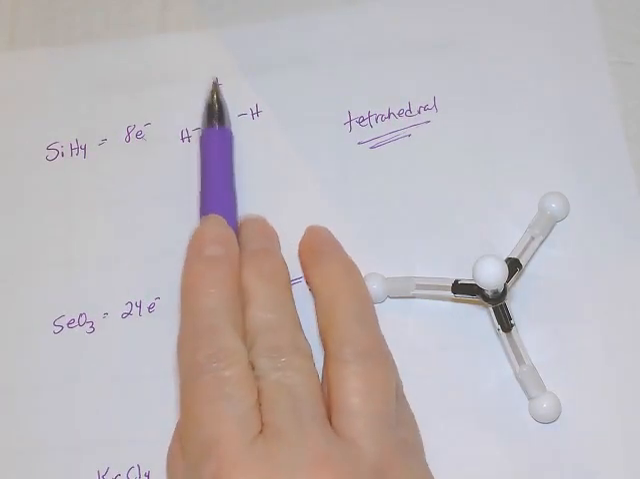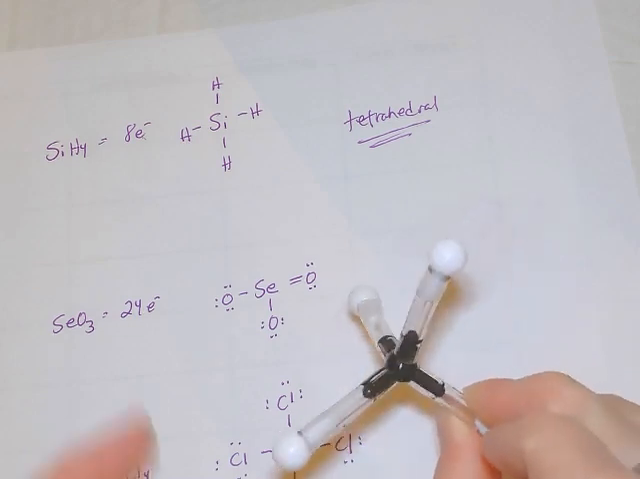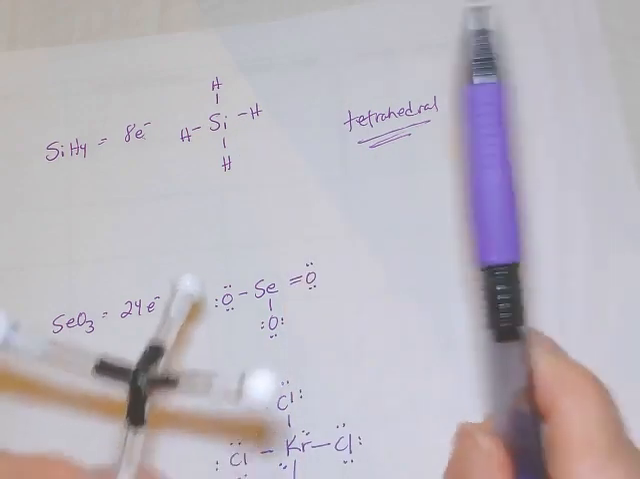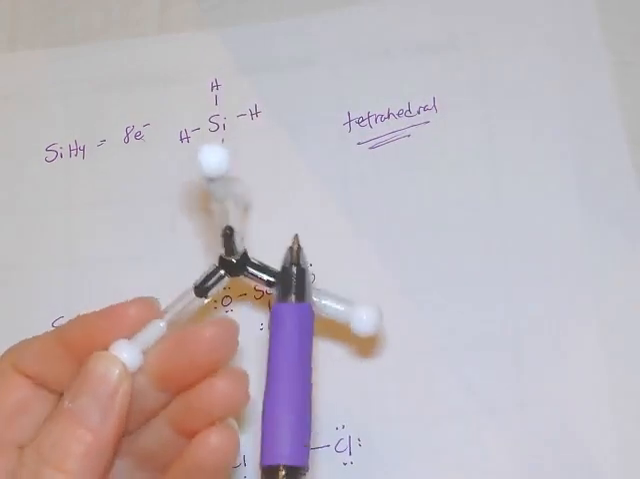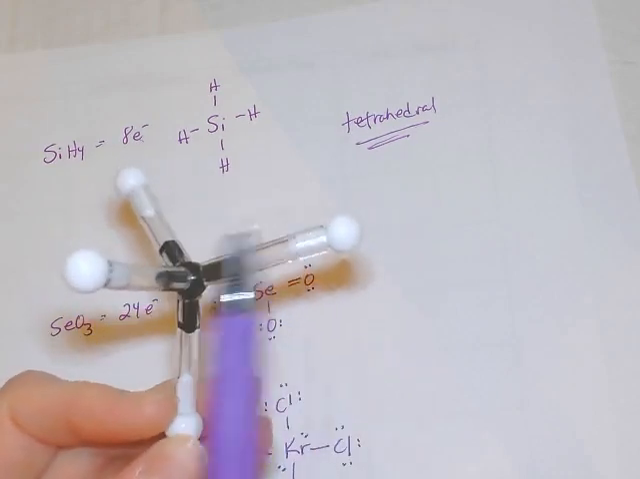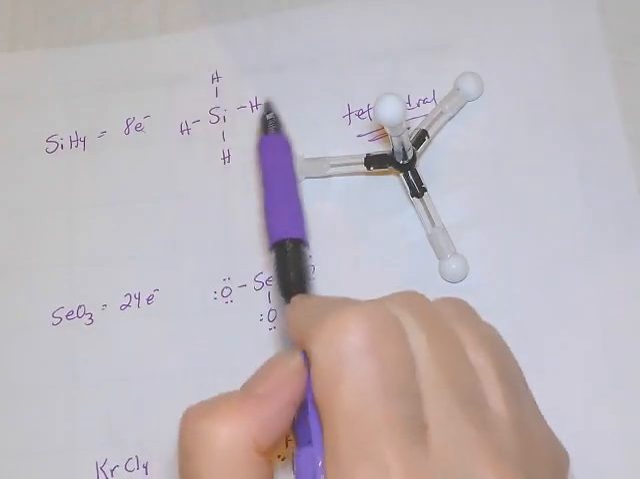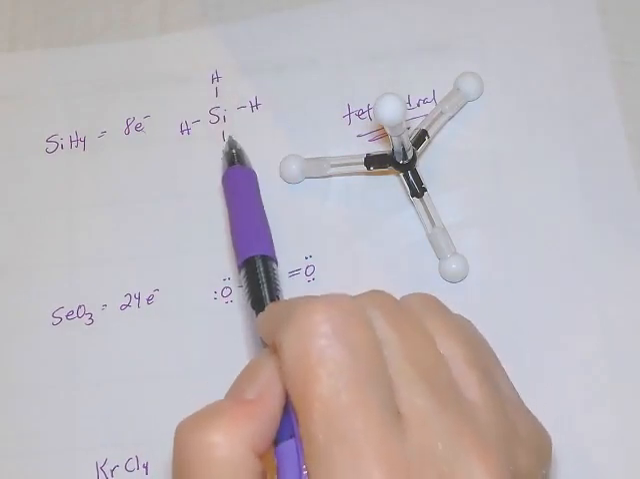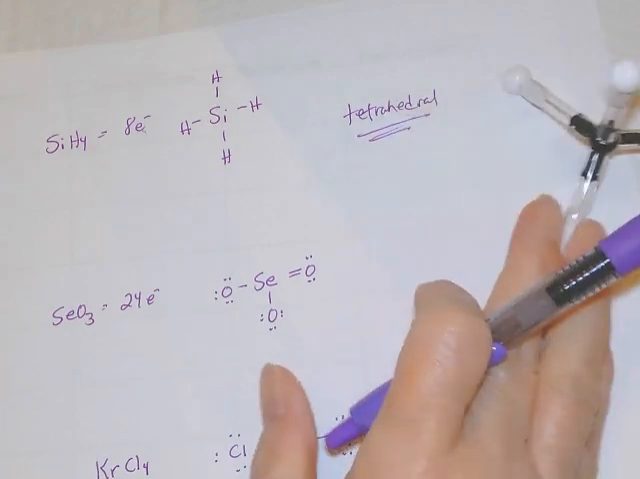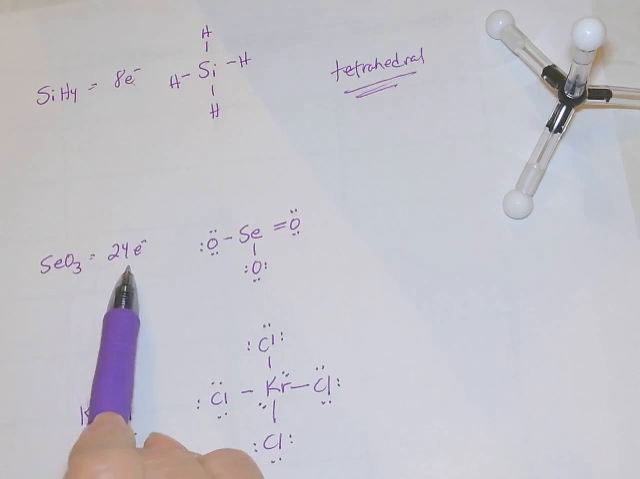Don't build me something that's flat. Remember, VSEPR says valence shell electron pair repulsion. So these are the valence electrons that are combining here. These bonds are repelling each other to the optimal angle of that 109.5. These would be 90 degree bond angles. They would not be as far apart as your 109.5. So there's your tetrahedral. Let's move down to SeO3.